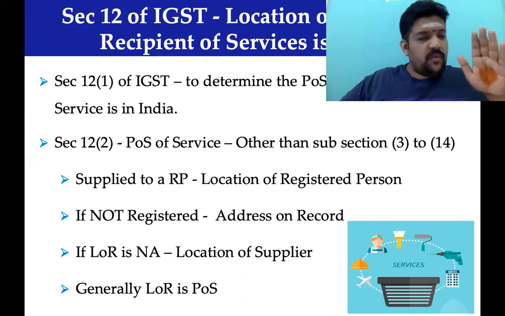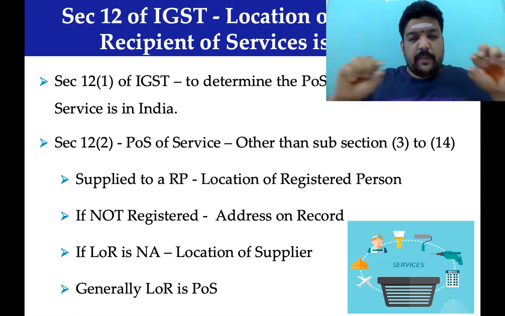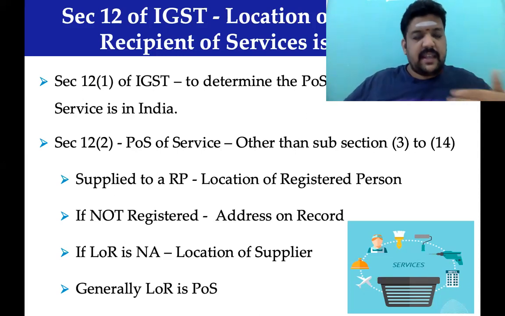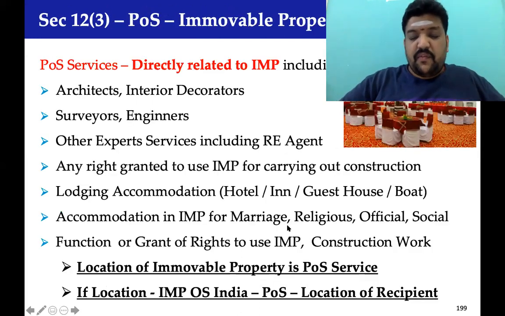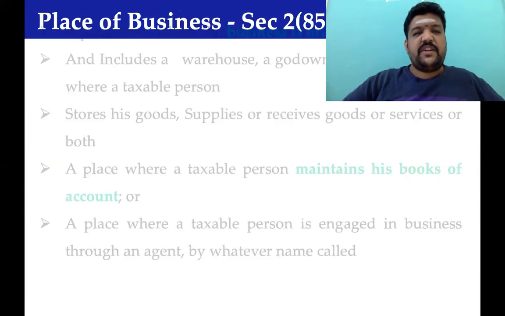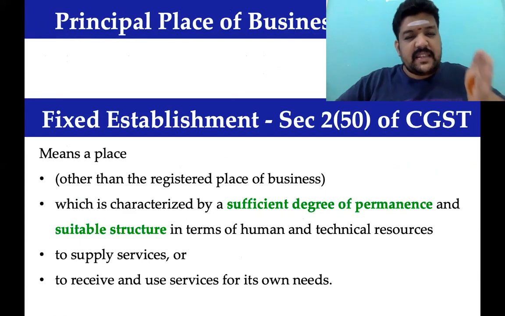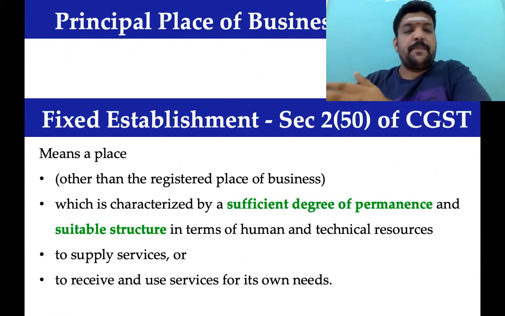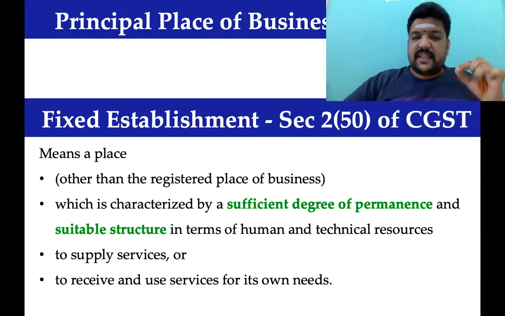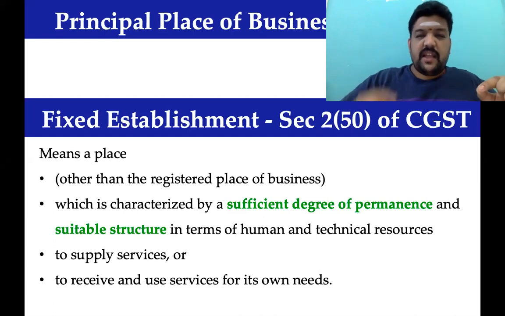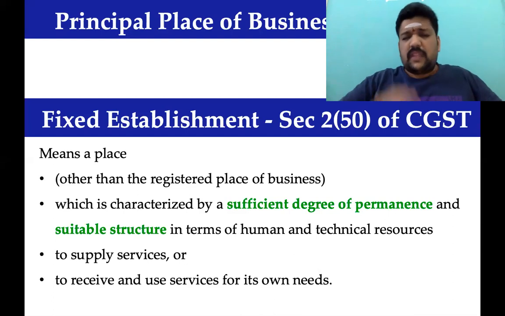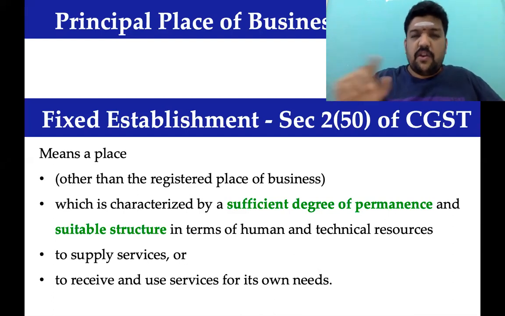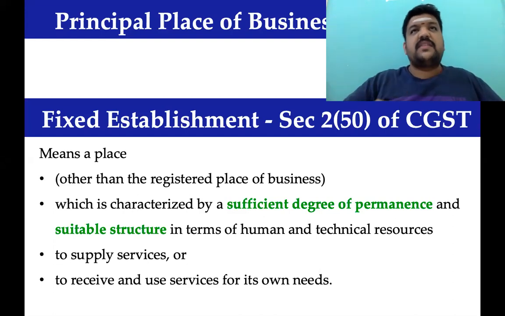Regularly, every person who is supplying the goods, who is receiving the goods, if it is a B2B transaction, will be registered. In case a supplier who is going to supply the services is not registered and has a fixed establishment, again a doubt will come. What do we mean by fixed establishment? Go back to the definitions that we discussed sometime earlier, where it is characterized by a sufficient degree of permanence and suitable structure, in terms of all technical, human, all kinds of resources. No doubt that place would be treated as a fixed establishment.